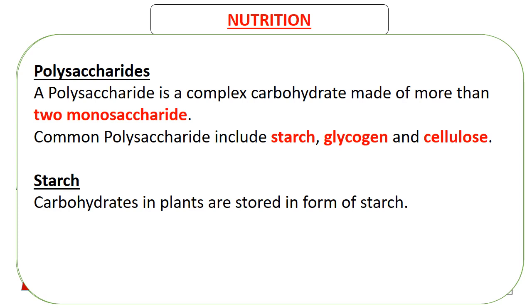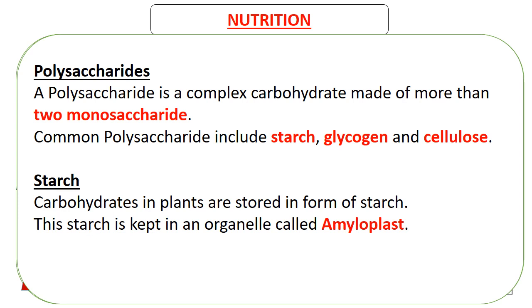So when a plant has produced a lot of carbohydrates and it wants to reserve some for times when it won't have photosynthesis, maybe at night when there won't be light for a plant to photosynthesize, that excess carbohydrate that is not needed is stored in the form of starch. So once it has been converted to starch, it is kept in an organelle called the amyloplast.